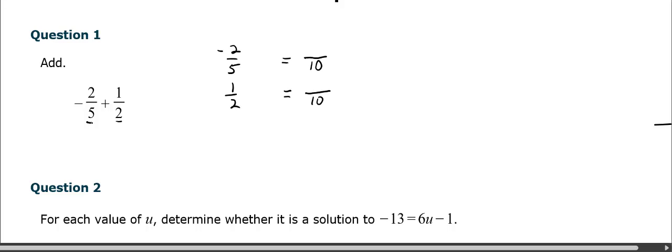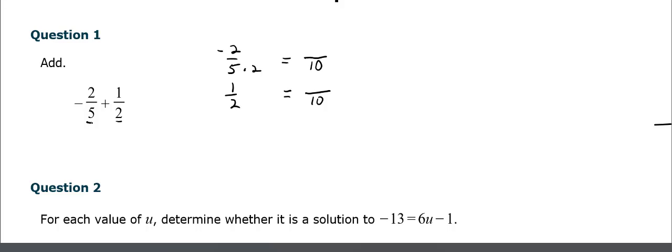So whatever change I make in the denominator, I need to make the same change in the numerator. So in order to make 5 into 10, I need to multiply by 2. So what I do to the denominator, again, I do to the numerator. So negative 2 times 2 is negative 4. So for 1/2, I need to multiply numerator and denominator by 5.